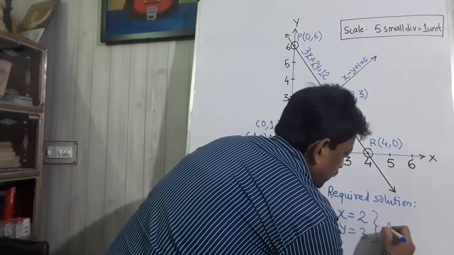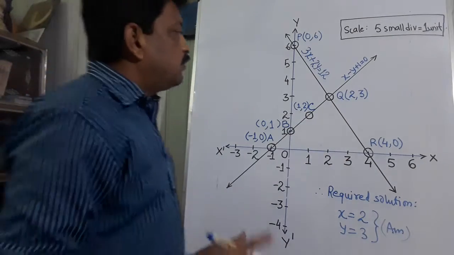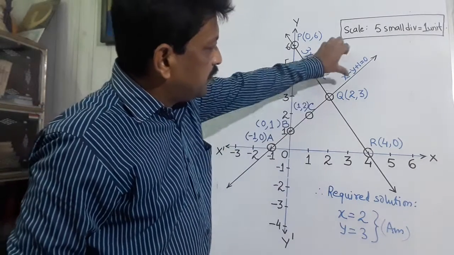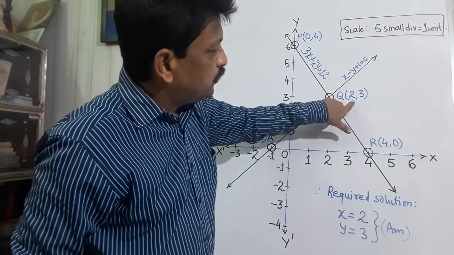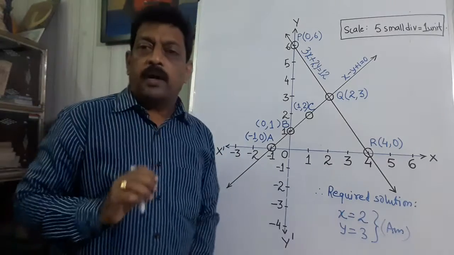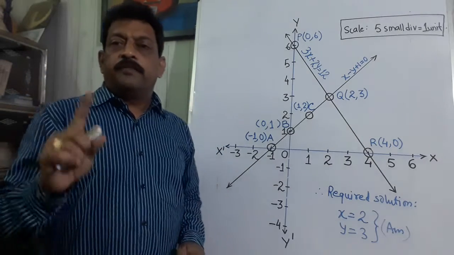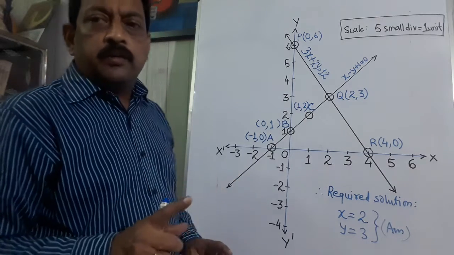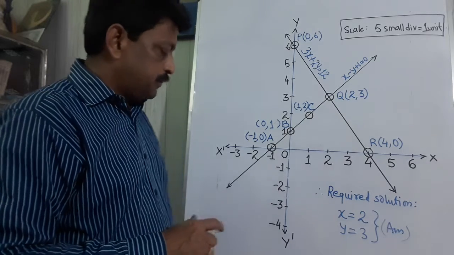This is the answer for the first part. Solve graphically was the question. This is the solution. Both the lines are meeting at the point (2, 3), so the value of x is 2 and the value of y is 3. So the solution is x equals 2 and y equals 3. Understood? In this way we can find the solution of two linear equations by using the graphical method.